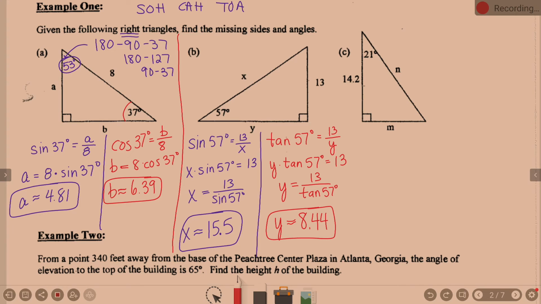So, what's my missing angle? 33. 33 degrees. Okay, so 180 minus 90 minus 57 is 33 degrees, or however you did this. 90 minus 57, 180 minus 147. You got something, right? Okay. You're catching on, yes?